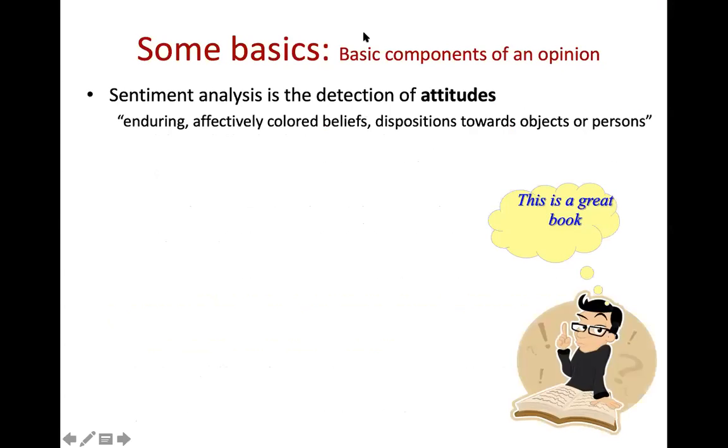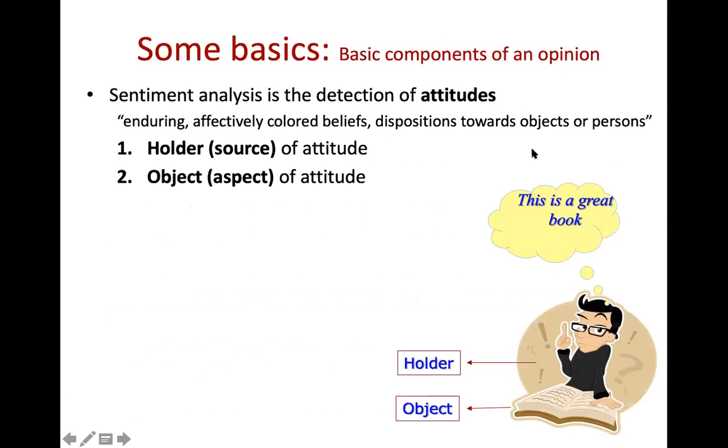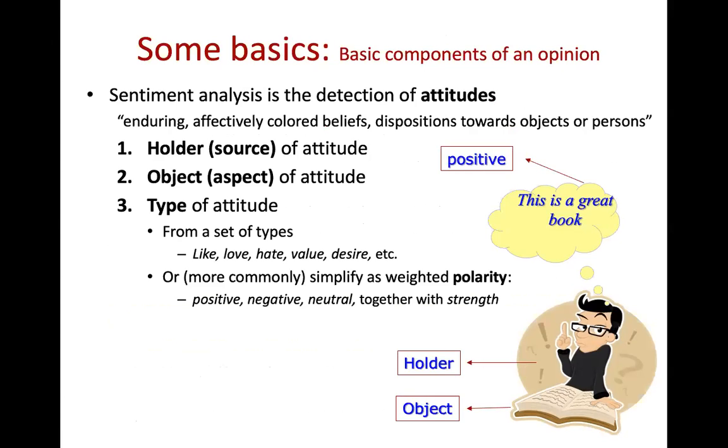If you focus directly on attitudes, it's basically about the holder, the source of the attitude, and the object of it. There can also be a type of attitude, like love, hate, value, desire, etc. Or it can even have a weighted polarity: positive, negative, neutral, together with the strengths. So it can be very positive, just positive, neutral, very negative, or just negative. So we have the holder, the object, and the type.